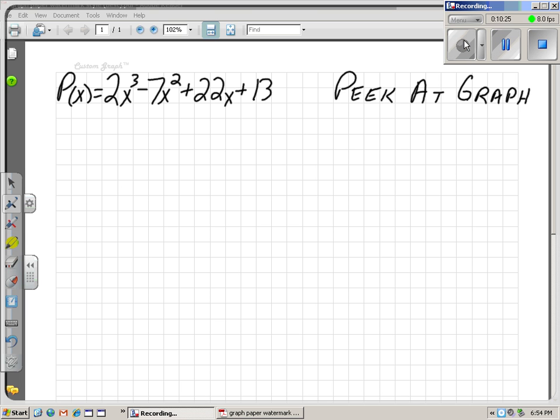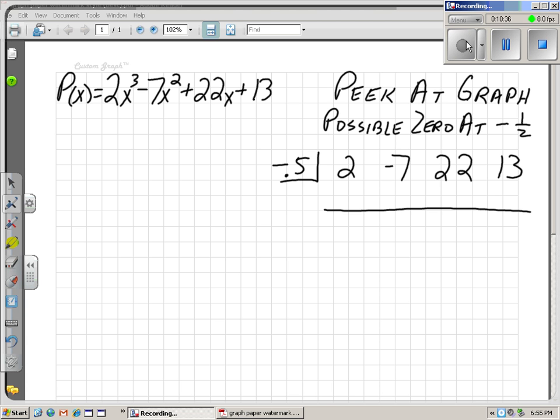Now I get my graphing calculator out, and I take a peek at the graph, and it looks like I might have a zero at negative 1/2. So let's check it and see if it gives us a remainder of 0. I got my 2 from my x cubed, my negative 7 from the x squared, my 22 from the x, and my 13 constant. I'm dividing by the root, negative 0.5 or negative 1/2, same thing. I'm going to see if it works out.